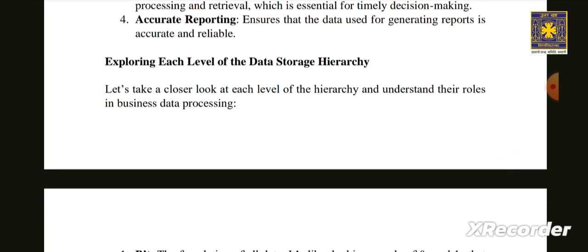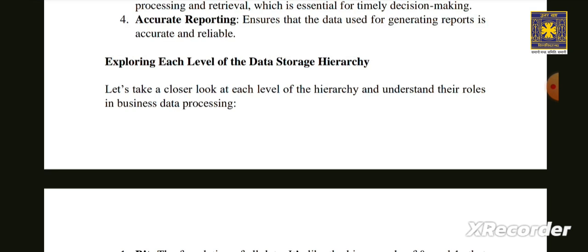Now, we are going to discuss each level of the data storage hierarchy. So, in the data storage hierarchy, a key concept is how businesses organize and manage their data. Let's unpack each level step by step. We have already discussed the concept of bit. It is the basic building block of digital data represented by zeros and ones. Just like letters form words, bits form all data in computers.